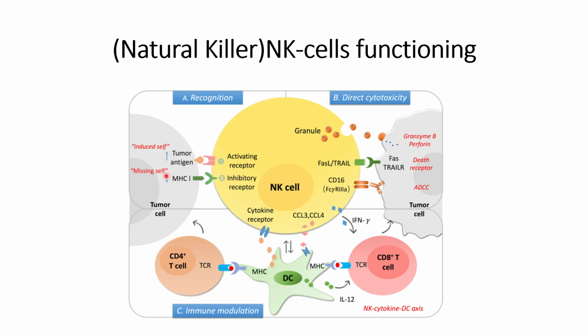So how do these NK cells get activated? These NK cells get activated by sensing the tumor antigen and the major histocompatibility complex, or in other terms, they sense the induced self and the missing self. The ratio of induced self to missing self determines the activation of the NK cells. If the ratio of induced cells to missing cells goes up, it will activate the NK cells, and if the ratio goes down, it will lead to the deactivation of the NK cells.